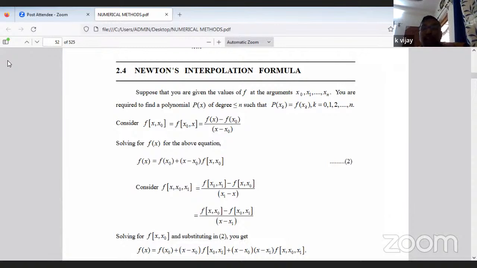Suppose we are given values, and the arguments are x0, x1, x2, and so on, xn. You are required to find a polynomial p of x of degree at most n such that p of xk is equal to f of xk, for k equal to 0, 1, 2, and so on. As I told you just now, f of x minus f of x0 is equal to x minus x0 times the divided difference.